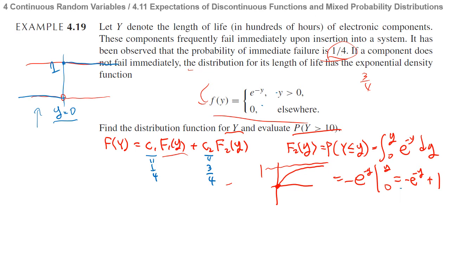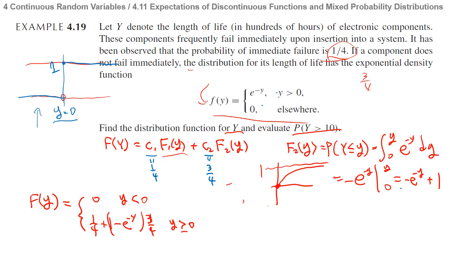Okay, and so the distribution function F_Y is 0 if y is less than 0, and if y is greater than 0, it has a point mass of 1 over 4. F1(y) is 1 over 4 if y is greater than 0, plus 1 minus e to the minus y, times 3 over 4, if y is greater than 0.